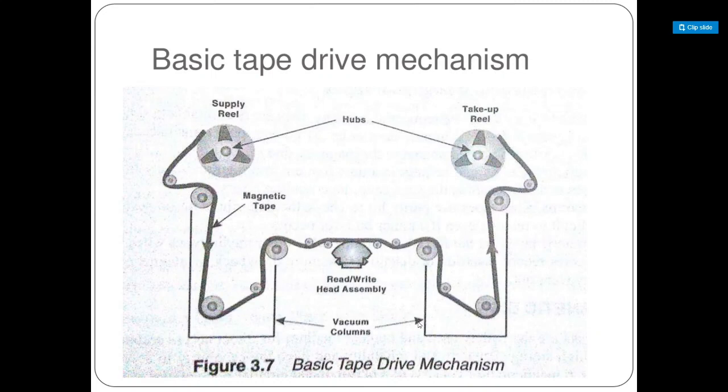See, as we spoke about the supply reel and the take-up reel, the supply reel is the one that actually supplies the tape to the read or write head assembly. And when it passes through the head, it is read. Whatever information is there on this magnetic tape is read, and once the information is read, the tape is passed to the take-up reel. So this happens, and you can see this picture resembles a music cassette that we used a long time back. So this is the basic tape drive mechanism.